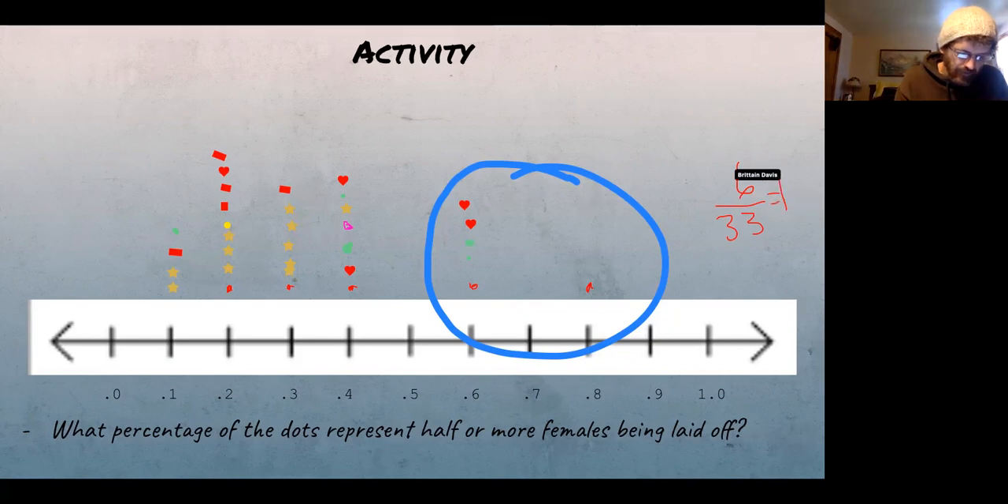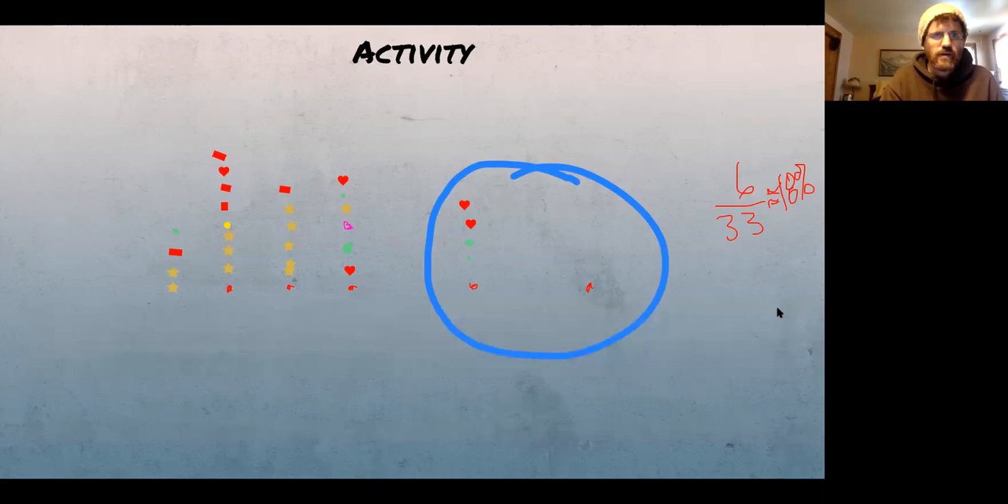So there we are. I guess the question is, and I think we'll get to this question, so I won't ask it right now. 18% of our simulations resulted in half or more of the 10 being female. Okay.